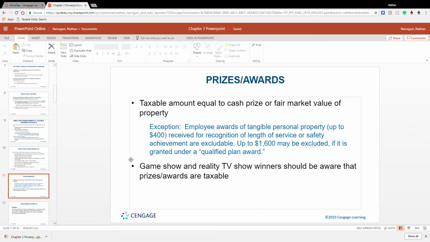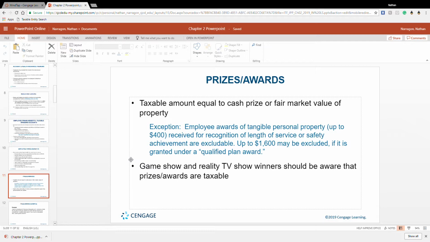Now, game show and reality TV show winners should always be aware that prizes and awards are taxable. This is the one thing that people don't realize, that if you win a new car, you still have to pay taxes. Not only the taxes that we usually do, tax, title, license, but you also have to pay either state income tax or to the IRS.